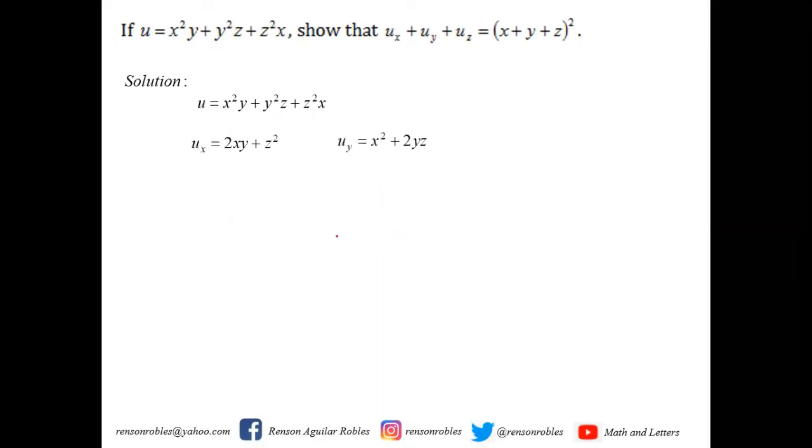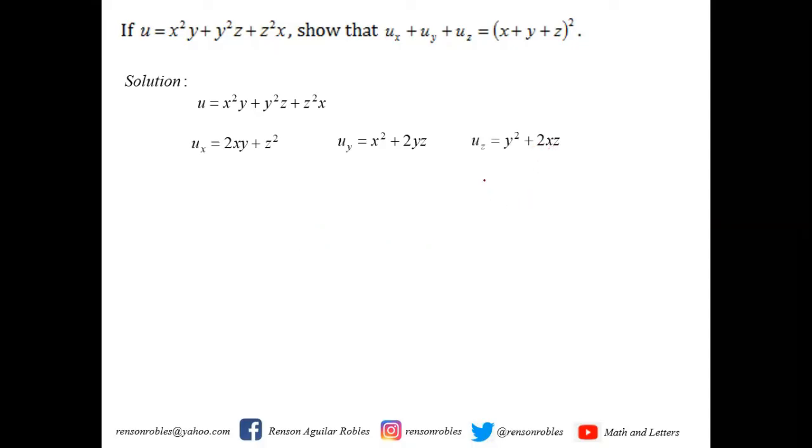And then for u sub z, okay, you look for the terms containing z, the second term and the third term. Then for u sub z, y squared is treated as constant, and then you look for the derivative of z, that's 1, plus x is treated as constant times the derivative of z squared, and that is 2z. Therefore, the derivative of u with respect to z is equal to y squared plus 2xz.